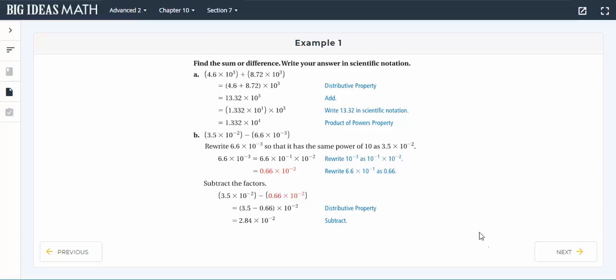So that's your first example. This is very precise. So if you're not ready, rewatch the video before you go and do one on your own.